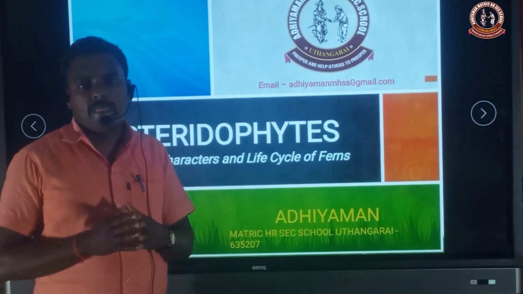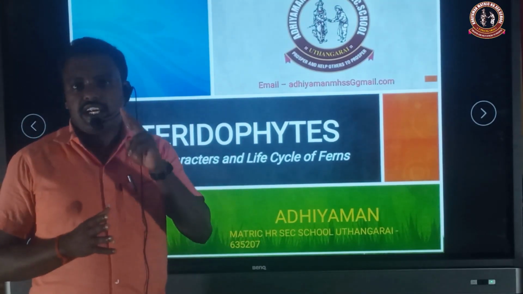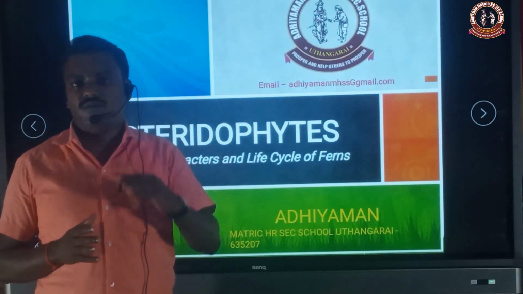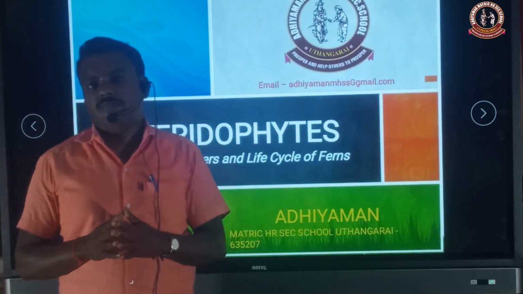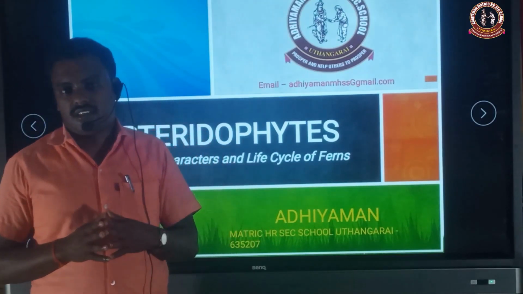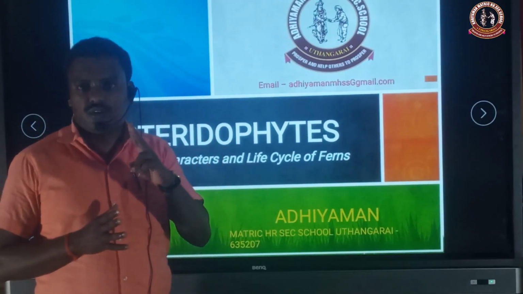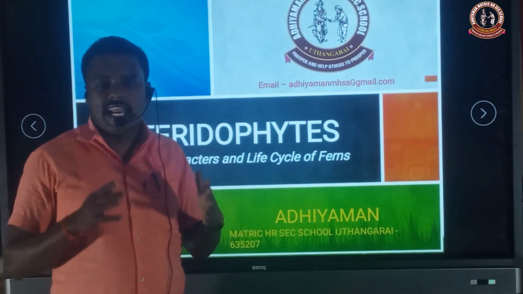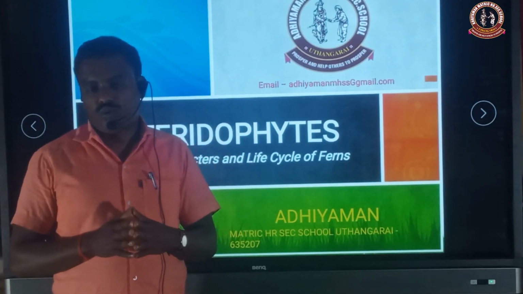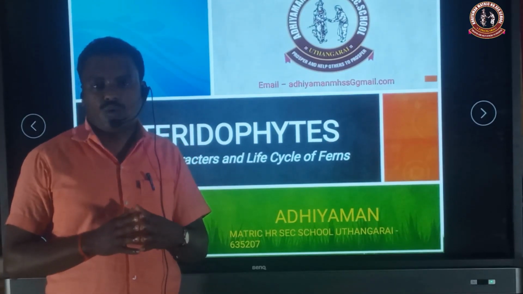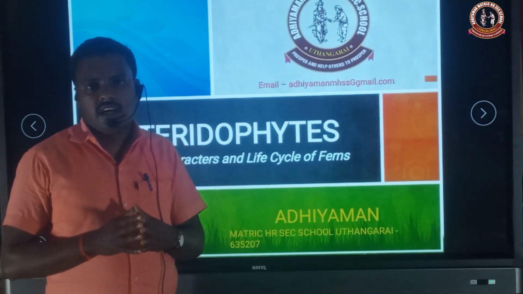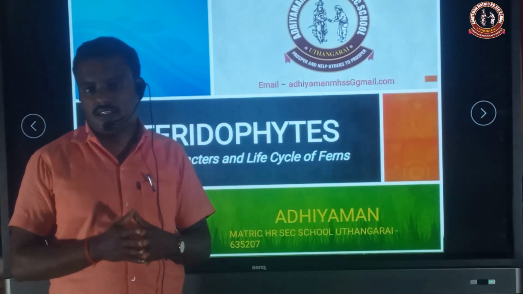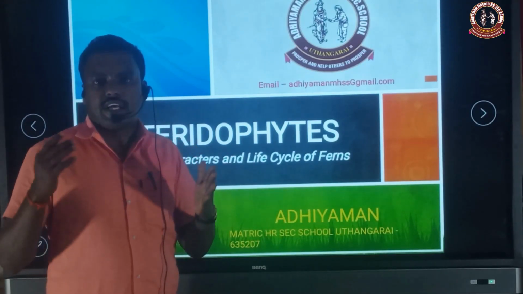So first, the plants are classified into two types. What are the two types of plants? The two types of plants are classified based on the flower and seeds. The two types are, first, non-flowering plants, and second, flowering plants. Non-flowering plants are otherwise known as cryptogamous plants. The second, flowering plants, are otherwise known as phanerogams.